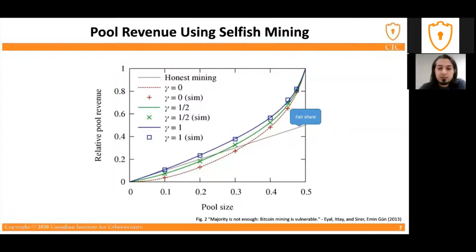So the worst case for a selfish miner is when gamma is 0. It means none of the honest miners choose their block, and the best case is 1, when all of the honest miners choose the attacker's block. What you can see in many cases is that they show this value, the relative pool revenue, is more than their fair share. This is the analysis that EL and CR did in their original work.